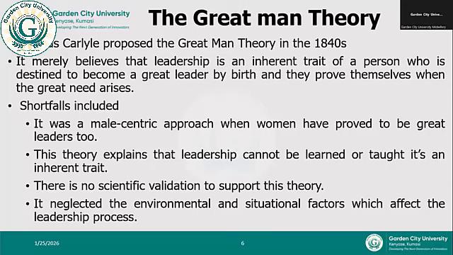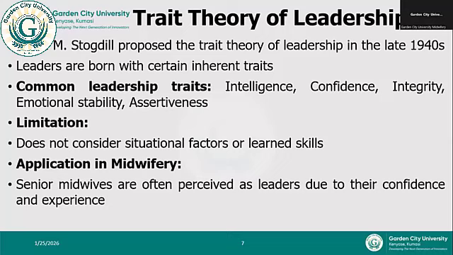And this theory did not have scientific validation to support it. There was no scientific basis, there was no evidence to prove that it was valid. And it neglected the environmental and situational factors that influence leadership processes. So these were the shortfalls of the great man theory, basically about 4 shortfalls that made the system put down that theory and say, no, this great man theory, even though it's good, doesn't work anymore.